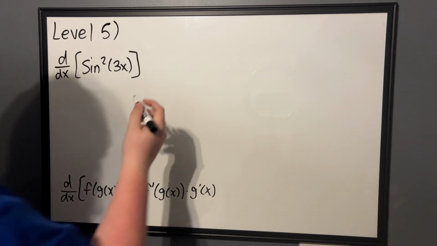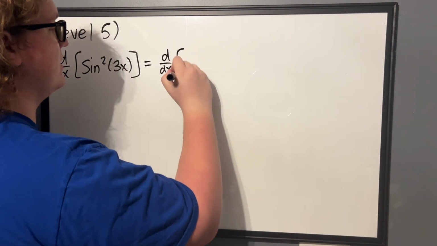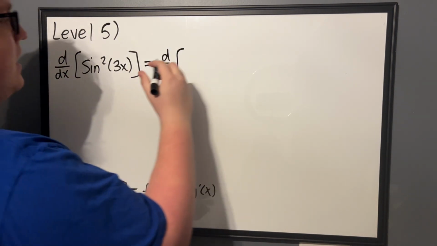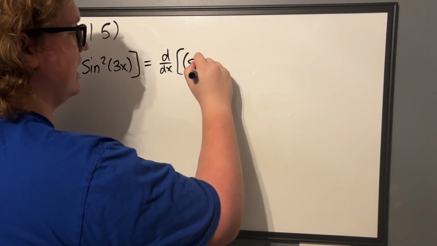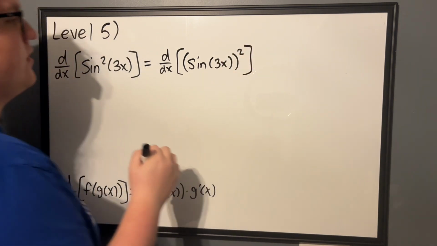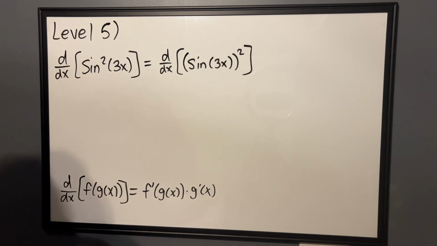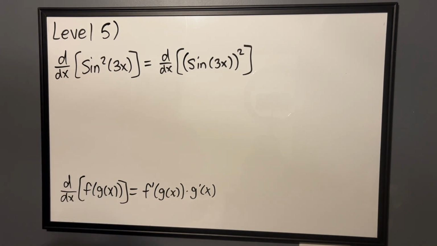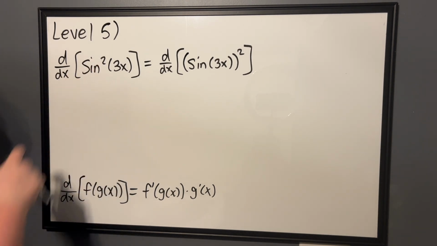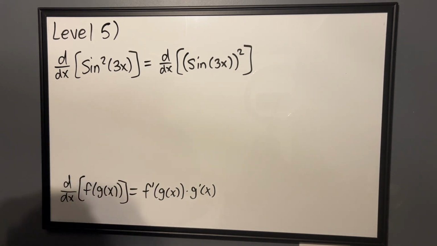But the way we're going to do this is we're going to rewrite this derivative. And I always like to do this when we have a sine squared. I'm going to write it as sine of 3x all squared. And the reason is because now it kind of looks like a power rule, right? So we're able to do this directly. A lot of times students will confuse the sine squared, so it's helpful to write it like this. Either way is fine, but I think it's more helpful to write it that way.